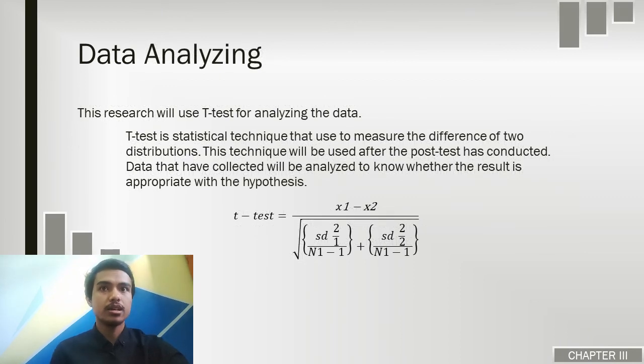And then the last part in chapter 3 is the technique of data analyzing. This research will use the t-test for analyzing the data. The t-test is a statistical technique used to measure the difference of two distributions. The two distributions themselves are the pre-test and post-test. This technique will be used after the post-test has been conducted. The collected data will be analyzed to know whether the result is appropriate with the hypothesis. And then you can see here the formula of the t-test.